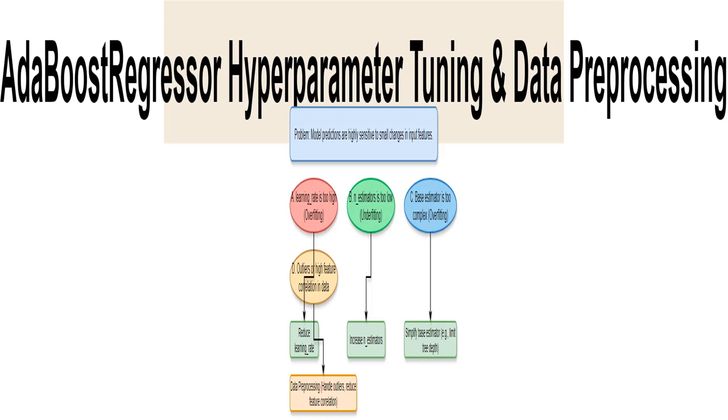This involves adjusting parameters like LEARNINGRATE and NESTIMATORS, and also cleaning up the data to deal with things like outliers. It's like fine-tuning a recipe, getting the ingredients right and adjusting the cooking time for the best result.